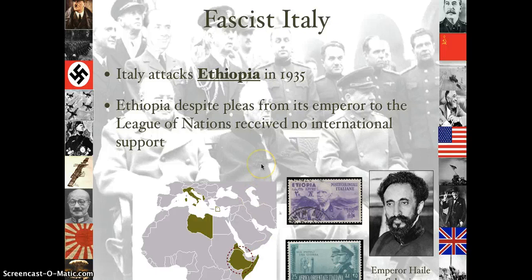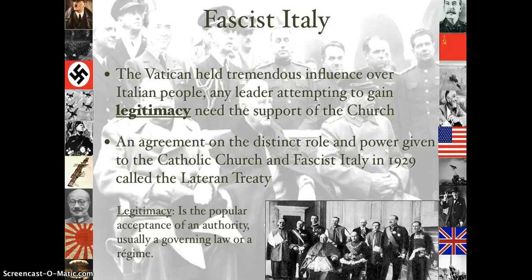But the Italians begin to expand their empire in 1935. They invade Ethiopia, and the Ethiopians, led by their emperor, claim the need for help from the League of Nations, and they get nothing. And so once again, proof that the international world is less interested in assisting people who are struggling.